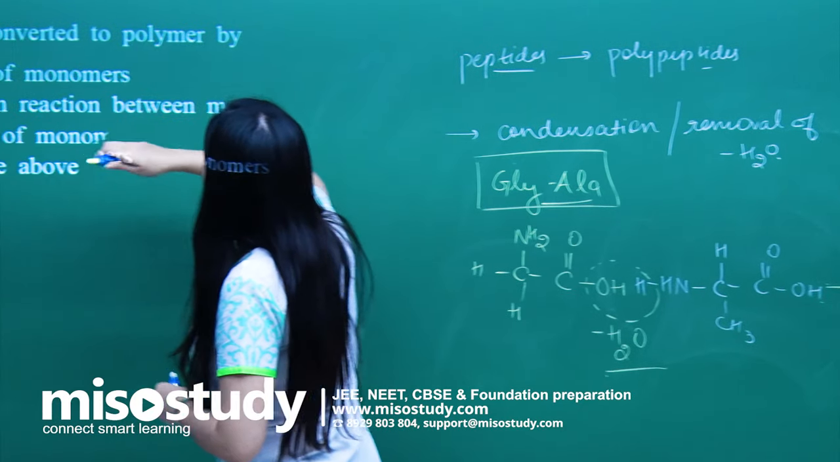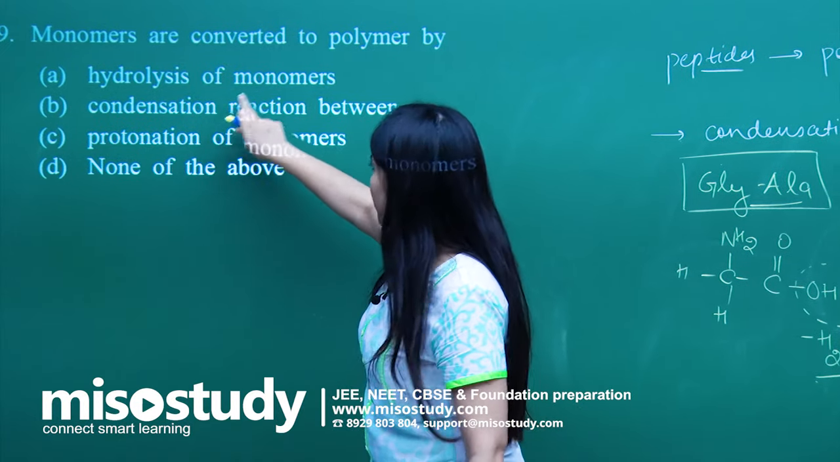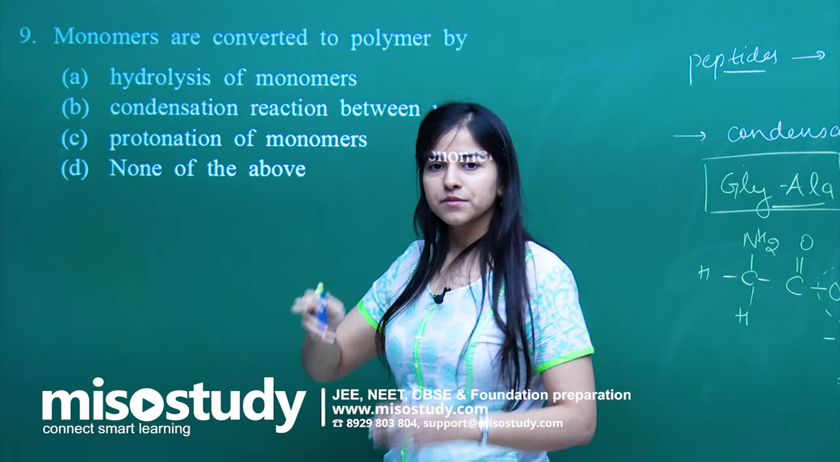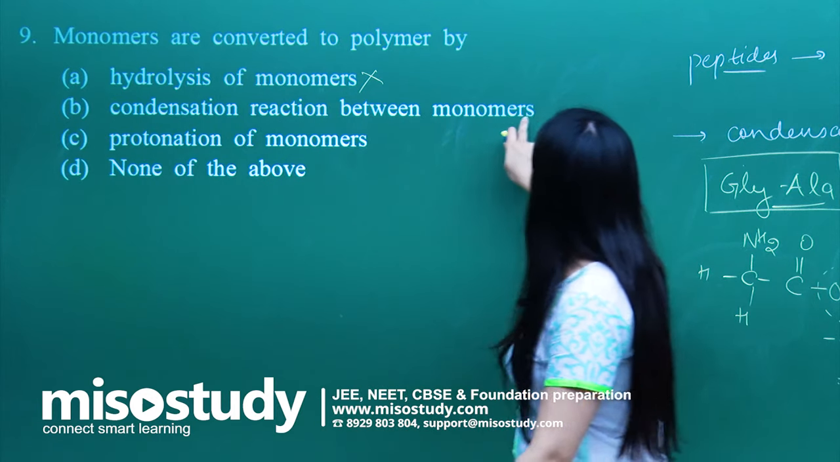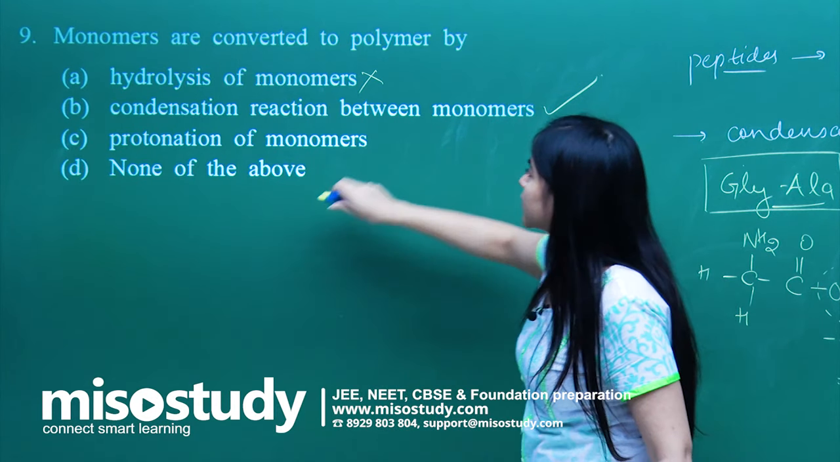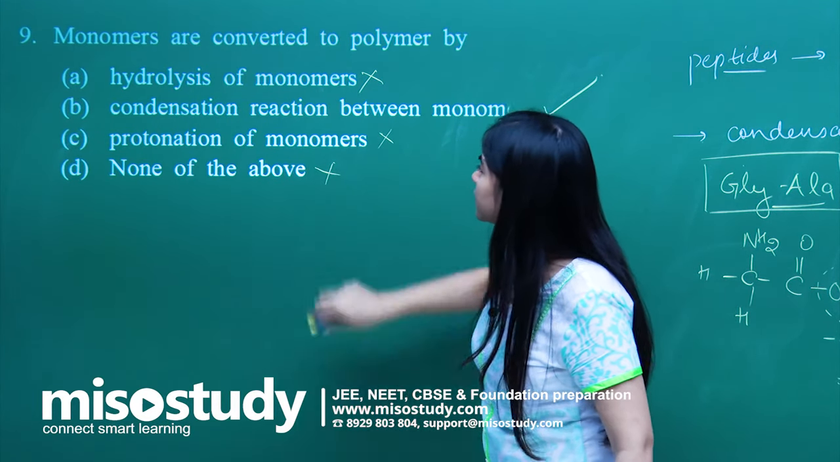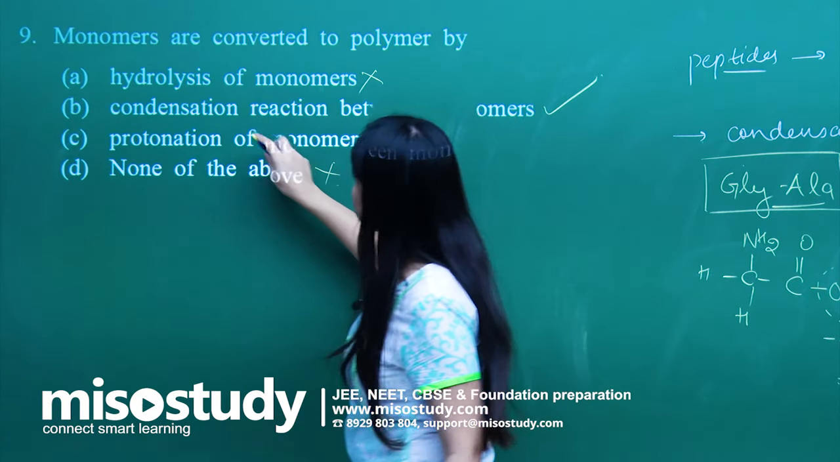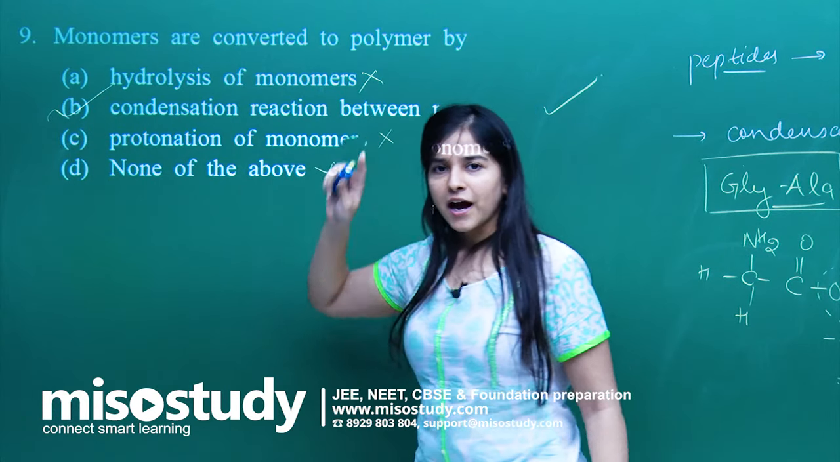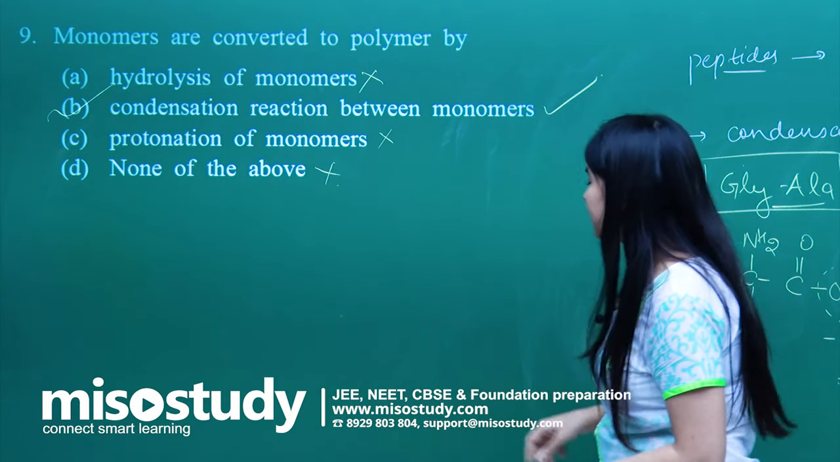So monomers are converted to polymer by hydrolysis of monomers? No. Hydrolysis means breakdown. Condensation reaction between monomers? Yes, this is the answer. Protonation of monomers? None of the above. So the other options are not correct, but B is. I hope everybody has got the answer over here.